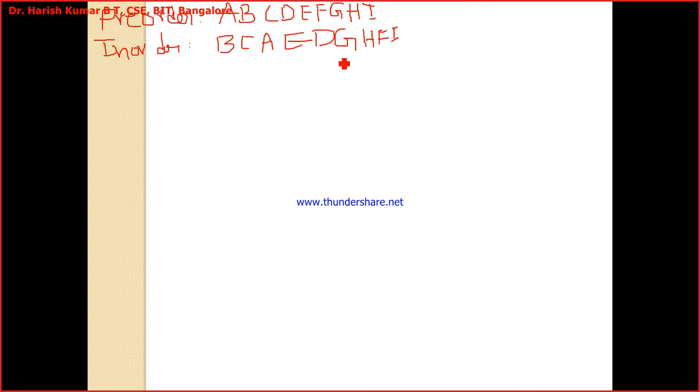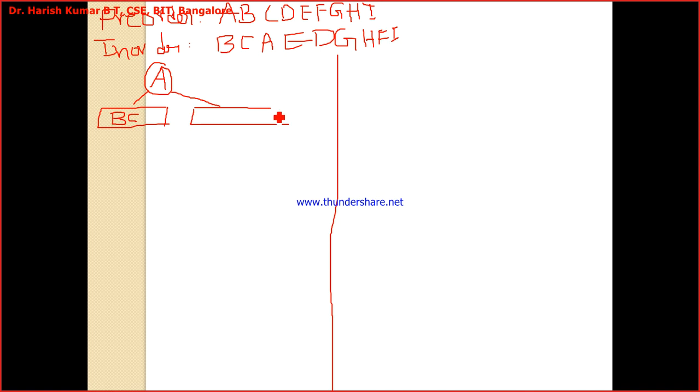Let me make two partitions here. A is the root node, and now I observe my Inorder traversal, and all the nodes which are towards the left side of A take the position as the left subtree of A. There are only two nodes, B and C. The rest, that is E, D, G, H, F, I, take the position as the right subtree of A. Next, again, you should arrange these two.